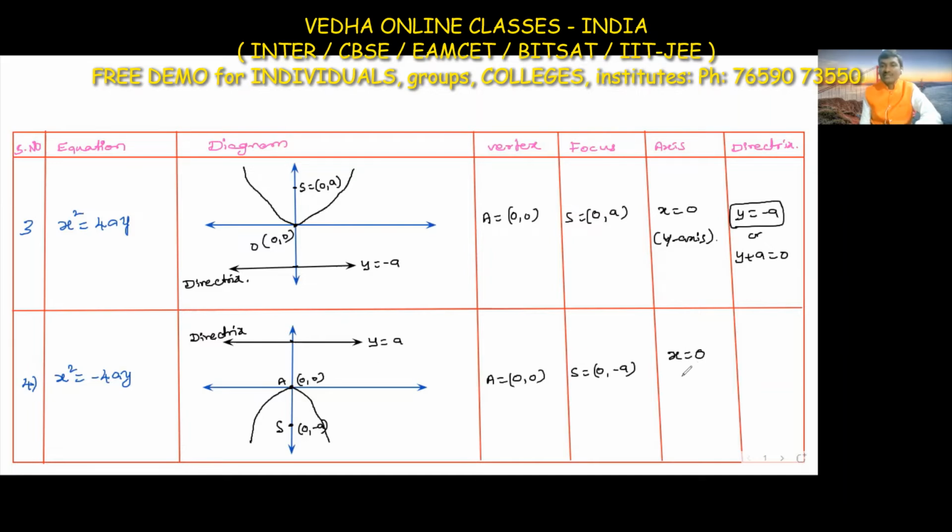The equation of the y-axis is x is equals to 0. And the directrix is nothing but y is equals to A. Upside, A units is the directrix, and downside, A units we have the focus. Y is equals to A, or we can write y minus A is equals to 0. You can remember any one here.